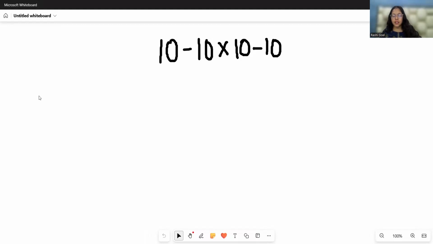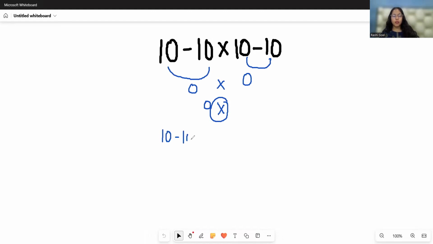So most people get this math question wrong. Why? Because they solve it as 10 minus 10 is 0, and 10 minus 10 is 0, and 0 times 0 is 0, which is the incorrect answer and incorrect approach. Yes, you had it right.